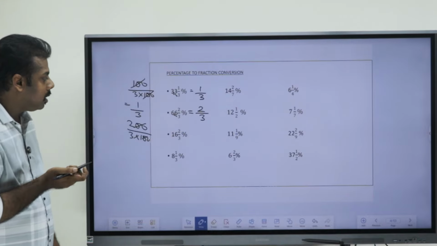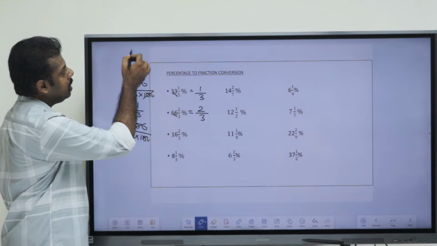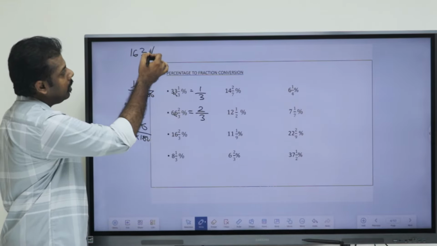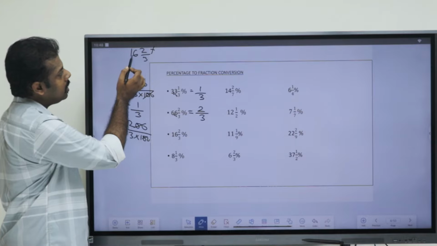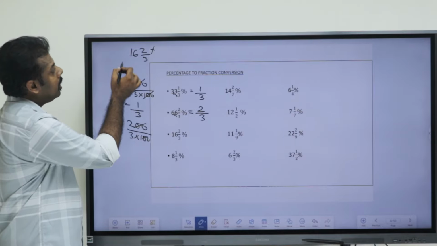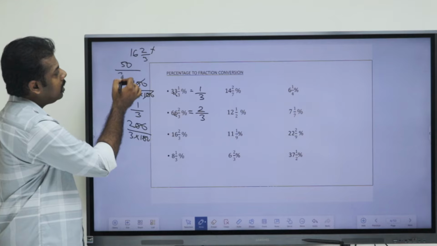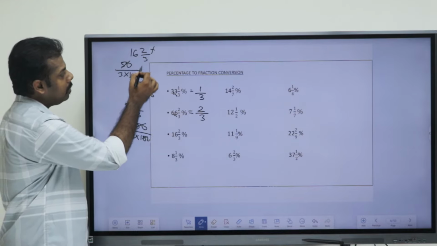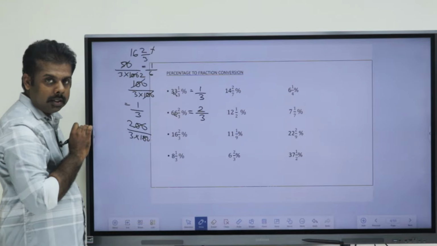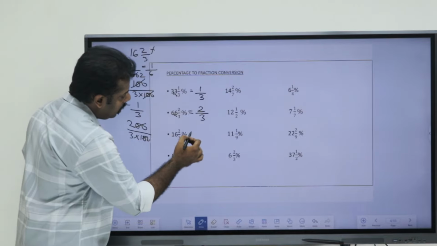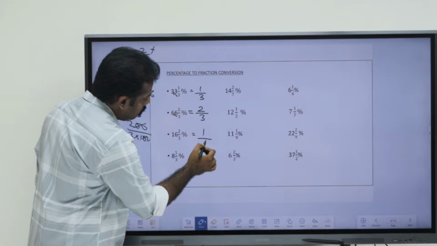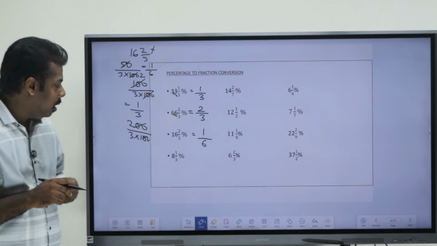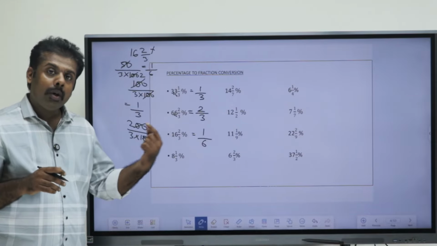Same process, how we can convert 16 2 by 3 percentage. What are we going to get? 3 into 16 plus 2, that gives us 50 by 3 into 100. If you cancel it out, you will be getting 1 by 6. So now we can see that 16 2 by 3 percentage gives us 1 by 6.